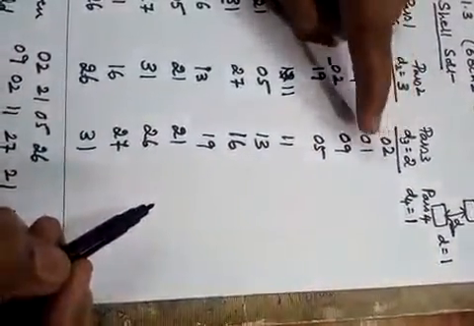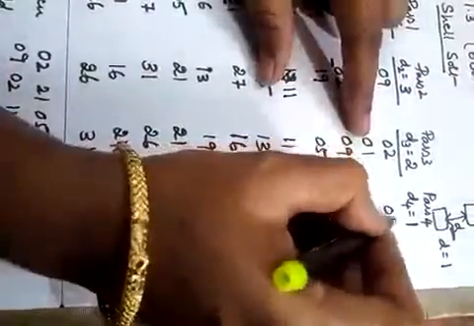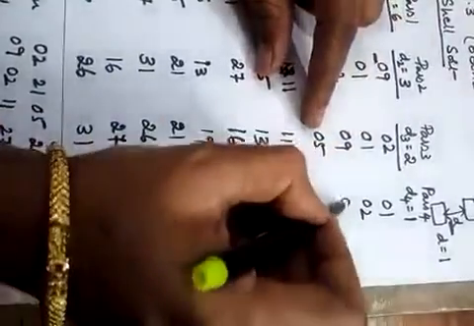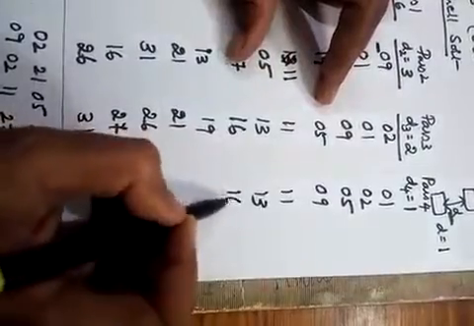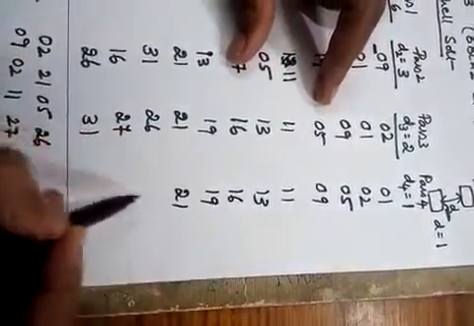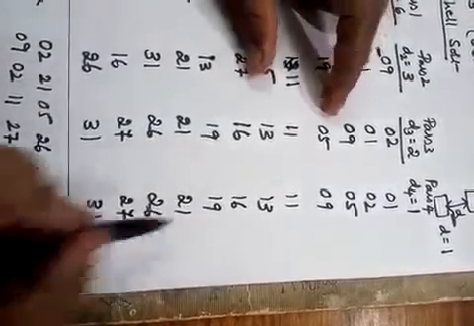That is, each element is compared with the next element. So 1 is smaller, so 1, 2, 5 is smaller, 5, 9, 11, 13, 16, 19, 21, 26, 27 and 31. So now your table is sorted.